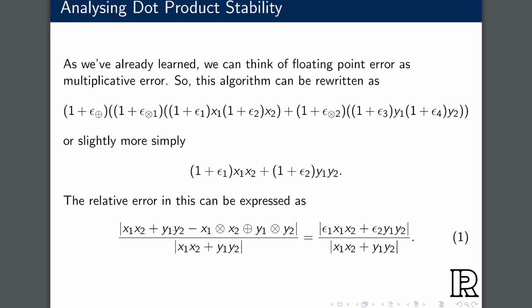Yes, and so it turns out the relative error can be expressed as this thing on the right. We have whatever our error is times the first product plus whatever our error is times the second product, divided by their sum. Can anyone point out a potential issue here? Yes, as Armand said, the bottom could be 0.